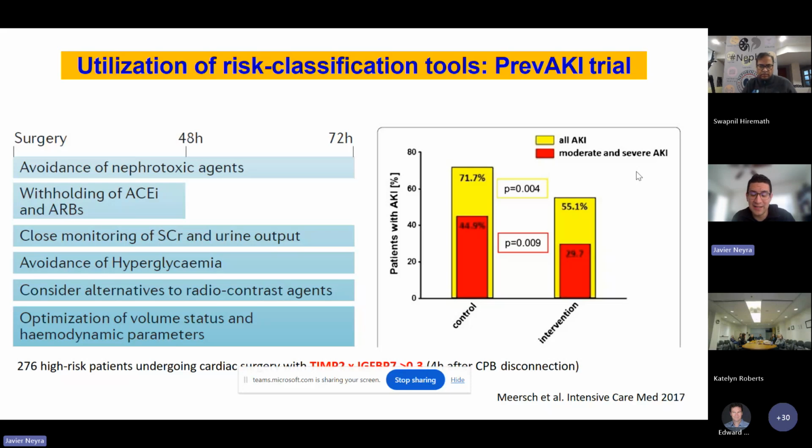And you can see that identifying patients at high risk and having a dedicated team to mitigate AKI decreased the AKI incidence postoperatively from 71% to 55%, and severe AKI, so stage 2 and 3, from 44% to 29%. So this is reassuring that we can intervene. In the multi-center subsequent study, only the mitigation of severe AKI was shown effective, and not of all AKI. But that's still encouraging, because severe AKI is probably our target to minimize.